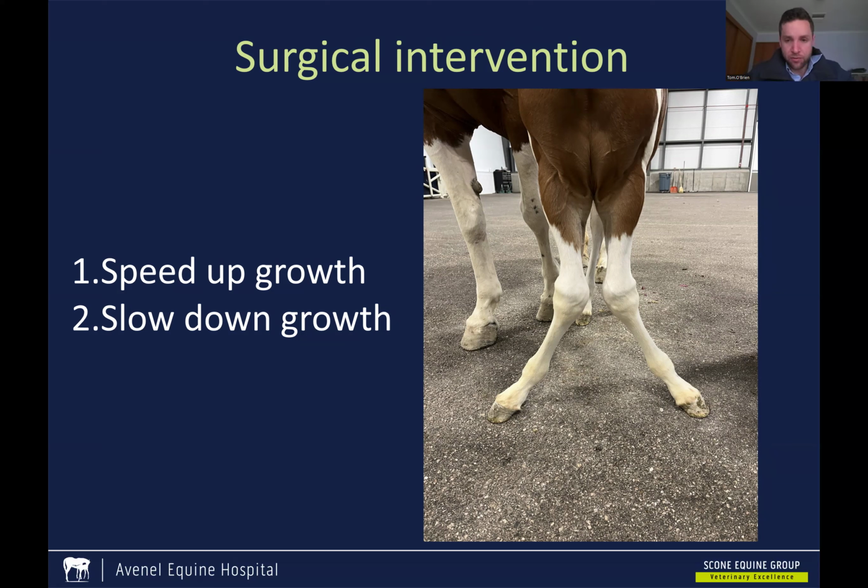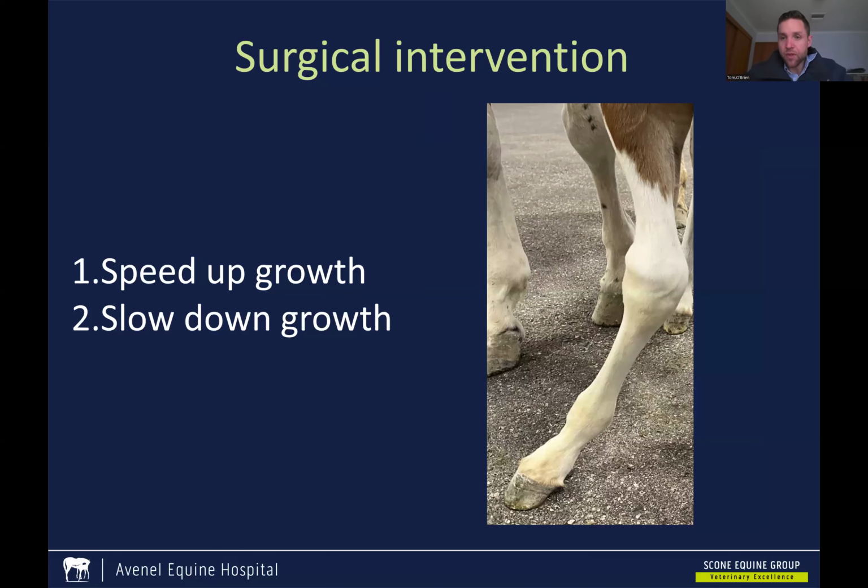Now, this image on the right is a moderate bilateral carpal valgus, i.e. the bone distal to the carpus is going lateral. And so if we're to zoom in on one of those knees, you can see that one side of the bone above the carpus is longer than the other side. And so pretty much one side is growing too quick.